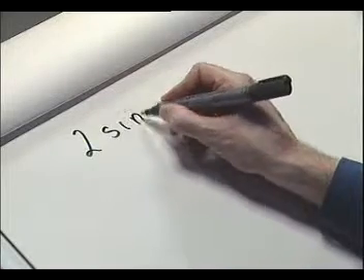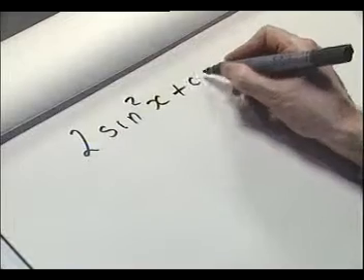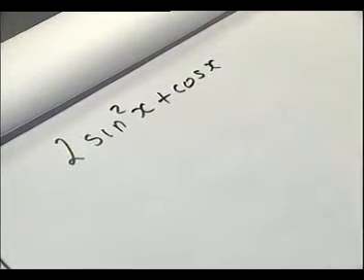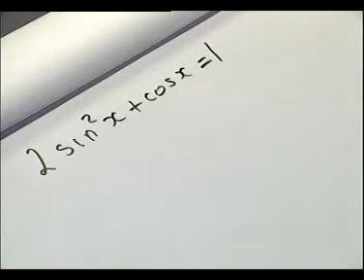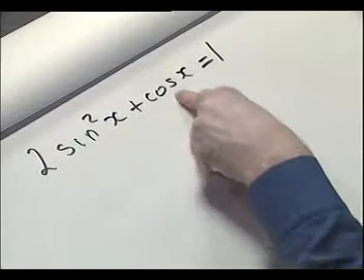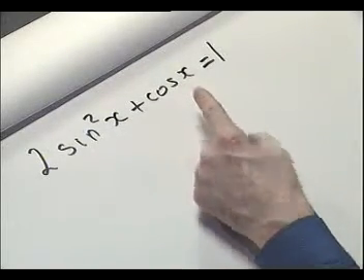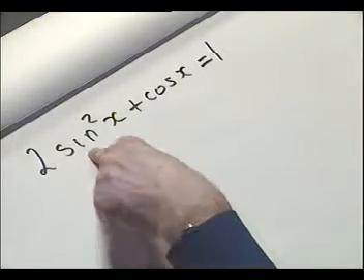So 2 sine squared x plus cos x equals 1. Now, this has got sine squareds in it and a cos. Well, fairly obviously, I think we ought to be using sine squared plus cos squared is 1. But what do we replace? Do we try and replace the cos, or do we try and replace the sine?